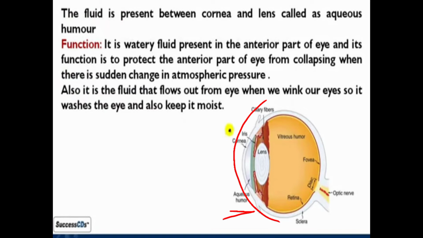So whenever we wink our eyes, there is some type of fluid that comes out of our eyes, right? Watery fluid. So that fluid is this aqueous humor. It washes our eye also and it keeps it moist.